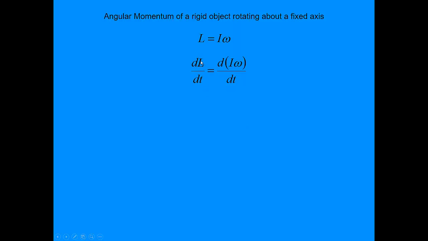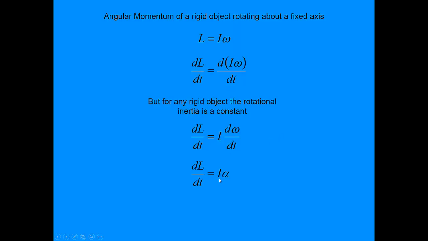This is the rate of change of angular momentum, right? And over here we have the derivative of I omega with respect to time. But for a rigid object rotating about a fixed axis, the rotational inertia would be a constant. It would just depend on how the mass is organized, right? And it would stay the same the whole time. So that can be factored outside of the derivative. And then look what we have left. We have the derivative of the angular velocity with respect to time, which is, of course, the angular acceleration.